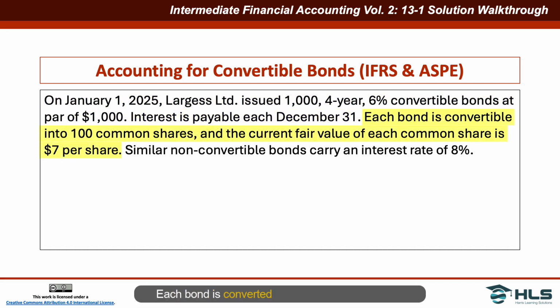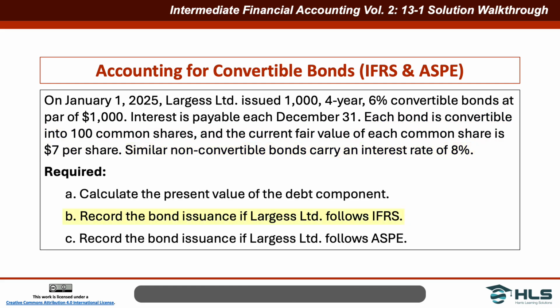Each bond is convertible into 100 common shares, and the current fair value of each common share is $7 per share. Similar non-convertible bonds carry an interest rate of 8%. We have 3 requirements for this problem. The first is to calculate the present value of the debt component, and then to record the bond issuance if Large S follows either IFRS or ASPE.